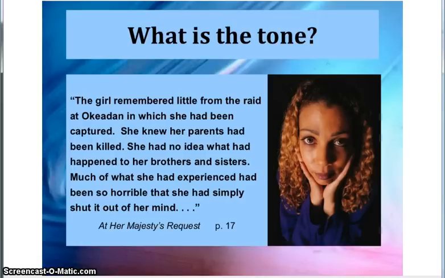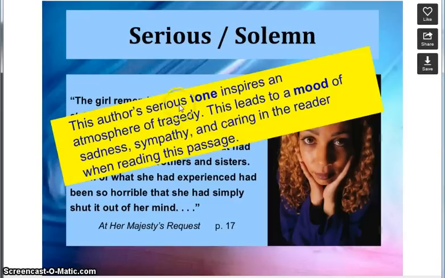The girl remembered little from the raid at Okadon in which she had been captured. She knew her parents had been killed. She had no idea what had happened to her brothers and sisters. Much of what she had experienced had been so horrible that she had simply shut it out of her mind. Well, the author's tone is very serious, and it gives us an atmosphere of tragedy. That's the feeling there, it is one of tragedy. This leads to a mood of sadness, sympathy, and caring in the reader when reading this passage. So because of the words that the author used and the situation that's going on, we feel sadness or sympathy for the character. Okay, let's do another.